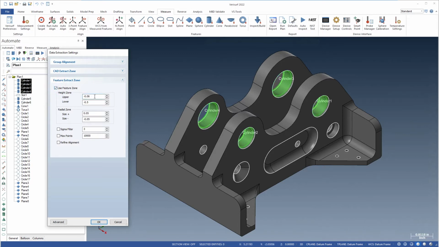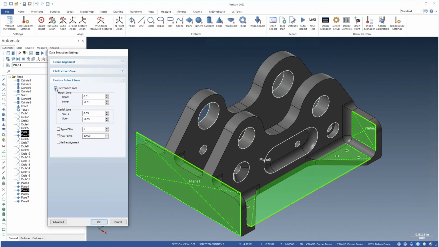The height zone controls the distance in either direction of the feature normal to establish the zone along the axis of a cylinder or normal to a plane. The radial zone establishes the boundary perpendicular to an axis or away from a center point. Zones can be further modified by limiting the number of points used in high-density scans.